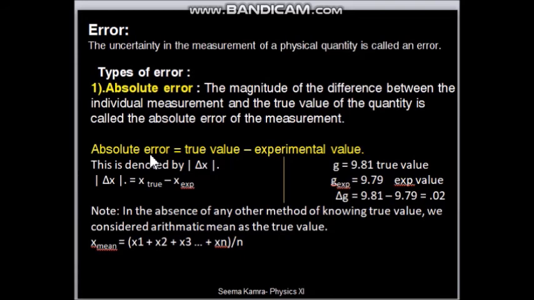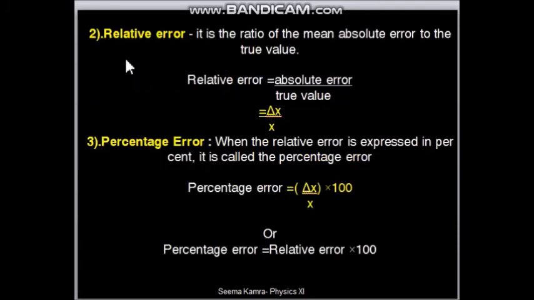Let's proceed to the next type of error. The second type of error is relative error. It's very simple. Relative means ratio. So absolute error upon true value is the formula of relative error. So in symbols we can write it as delta x by x. Delta x means error, the first type of error, absolute error, which we measured and will put here. And true value is also required. So what is delta x by x?